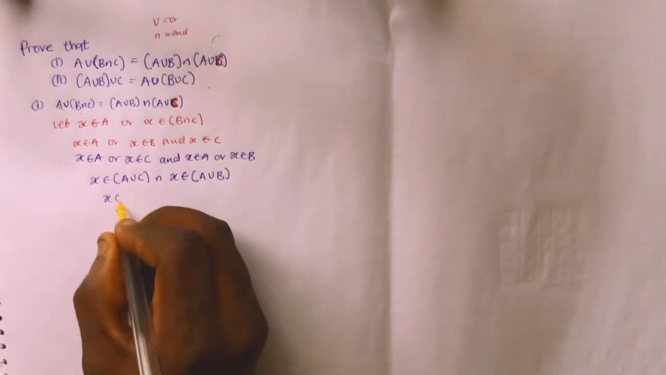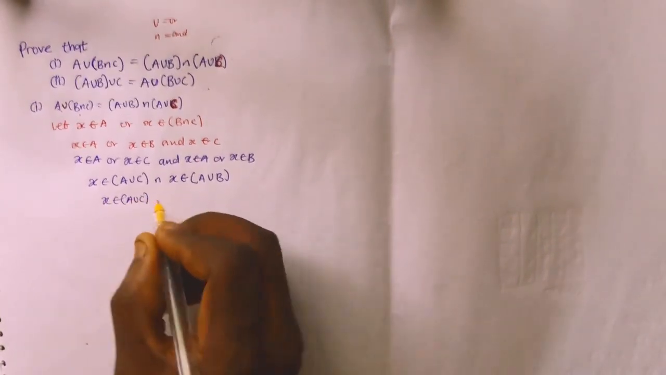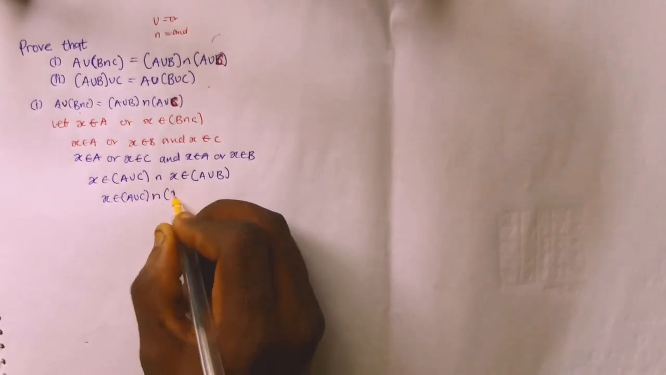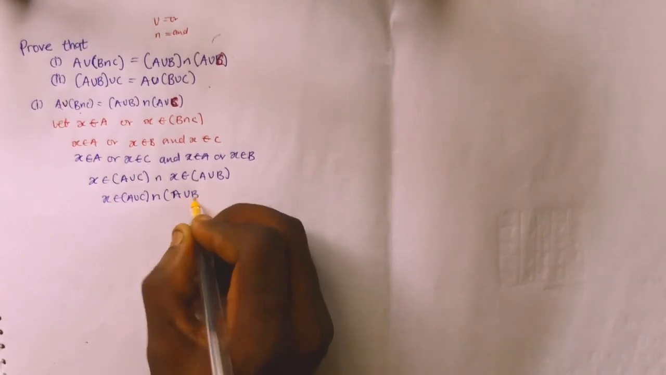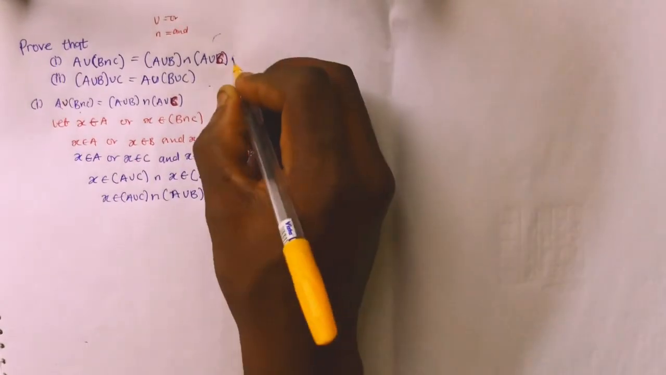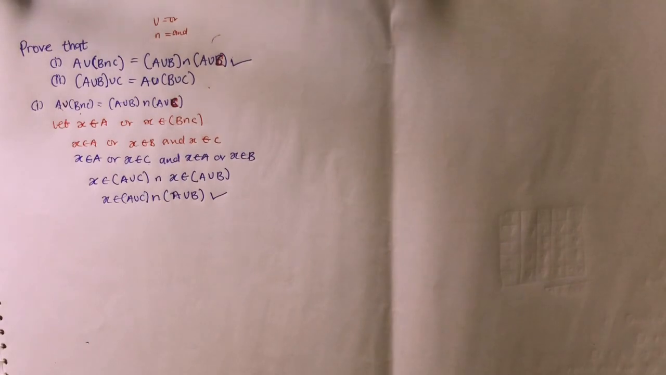Then, just let me simplify it. We have X is a member of (A union C) intersection (A union B). Can you see that? Look at it. They are the same. Very simple. So now I'm moving to the second case.